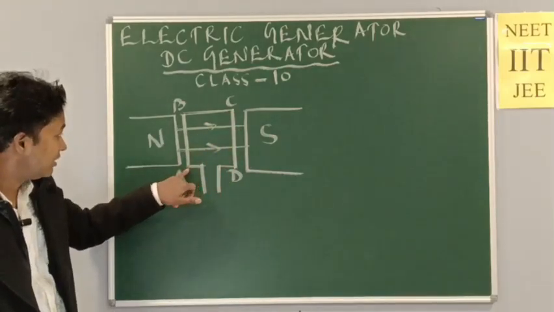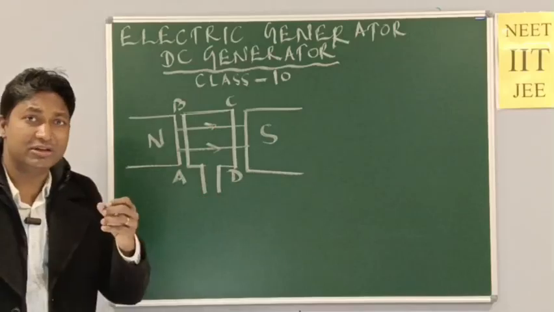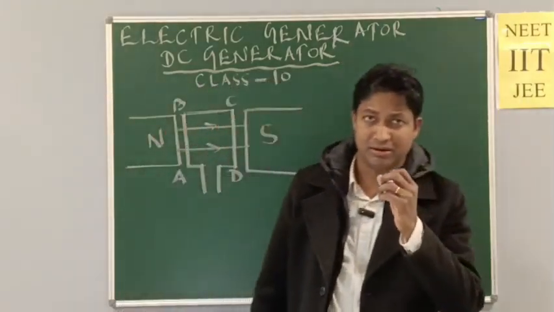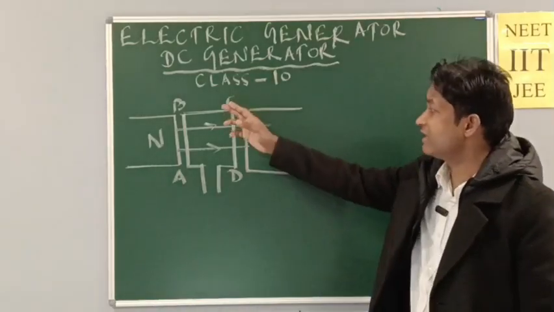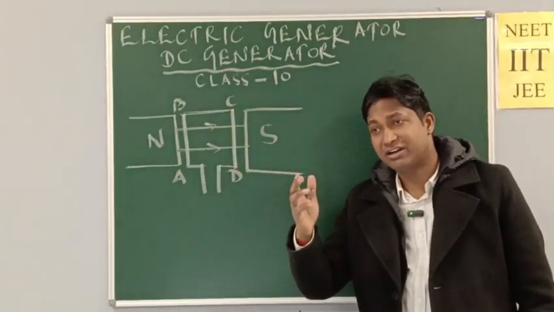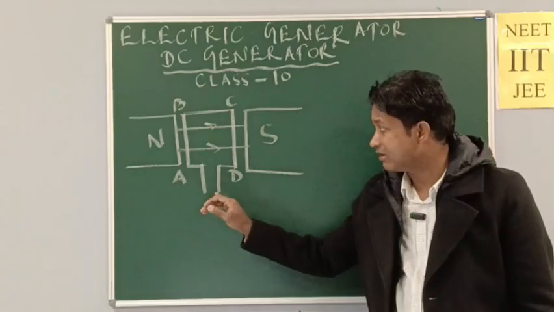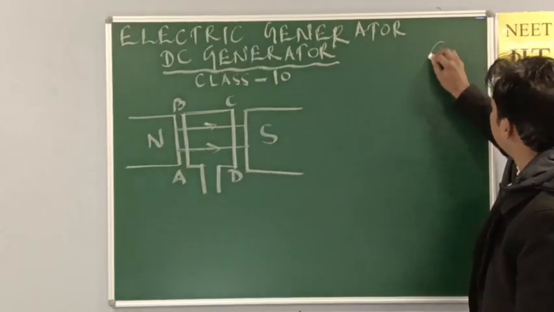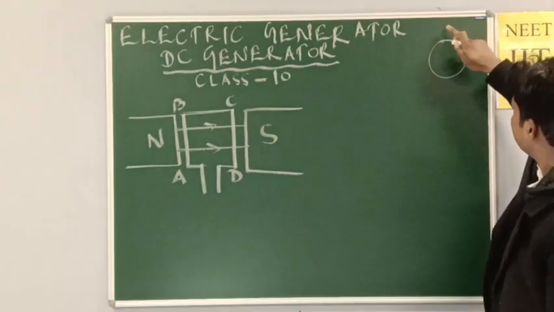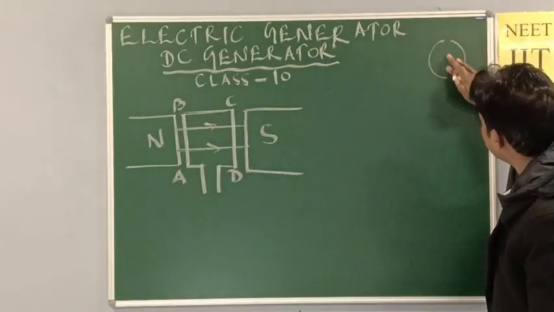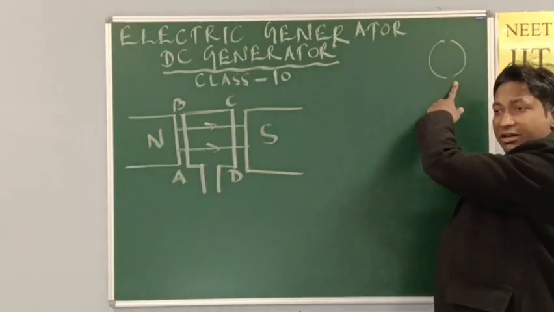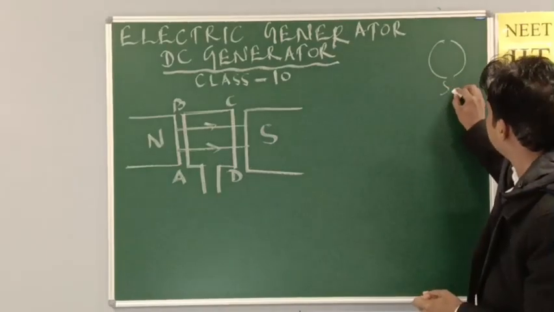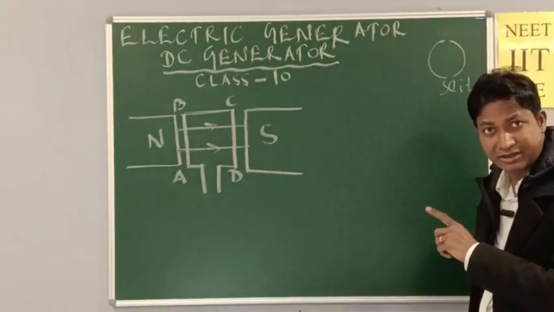Further, the end of A is connected with the split ring. Be careful, remember one thing. In the AC generator, I had selected a slip ring, but here I will select a slit ring. Why slit? This is a ring, cut here like this, and now this is called a slit ring. Slit, S-L-I-T.